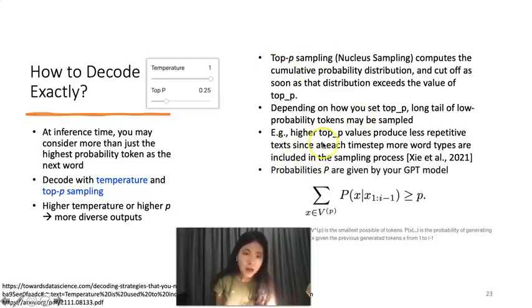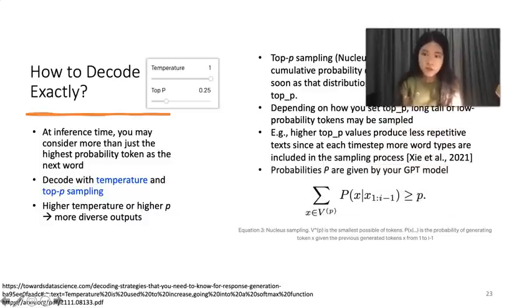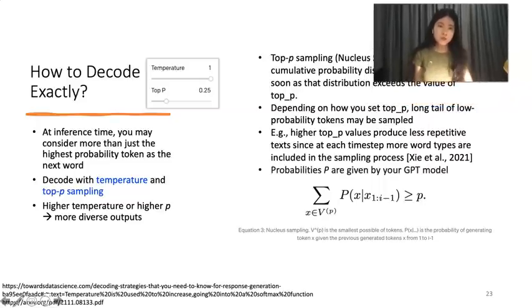In other words, higher top P values can produce less repetitive text, since at each time step, more word types are included in the sampling process. And your word probabilities, this capital P, are given by your GPT model. This is how you compute your cumulative probability distribution. Again, the idea is to get more diverse outputs because you don't want to fall into a suboptimal sequence.